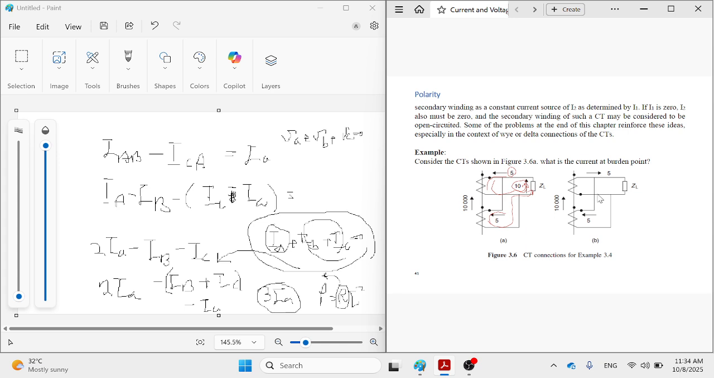But for this one, you can see the current goes this way, the other way, but this one goes in. The way it goes in is 5 amp. This one also comes in this way, opposite of each other, 5 amp. So the total current at this point is 0. So these two CTs cancel the current output for each other.